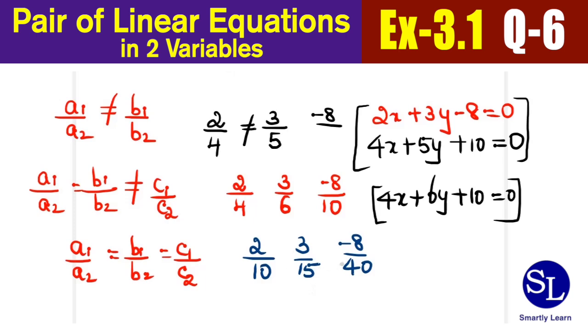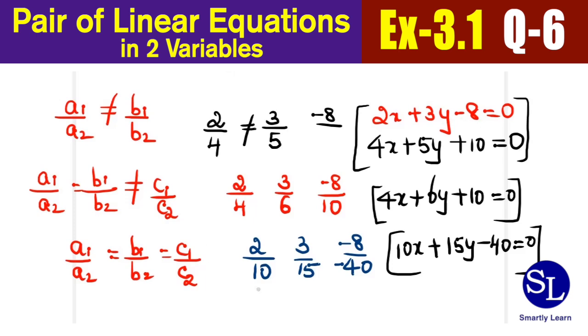So now let's see, I have to place a minus sign so that the ratio remains the same. So let's see, 2 by 10 is 1 by 5, 3 by 15 is 1 by 5, minus 8 by minus 40 is 1 by 5. So A1 by A2 is becoming equal to B1 by B2 is equal to C1 by C2. Now write these equations as coefficients. So 10x plus 15y minus 40 is equal to 0. This is a line that coincides with the given input line 2x plus 3y minus 8 is equal to 0.